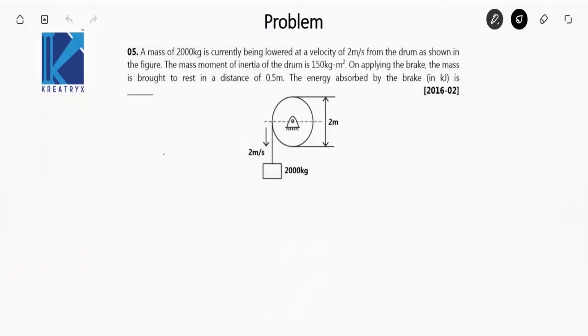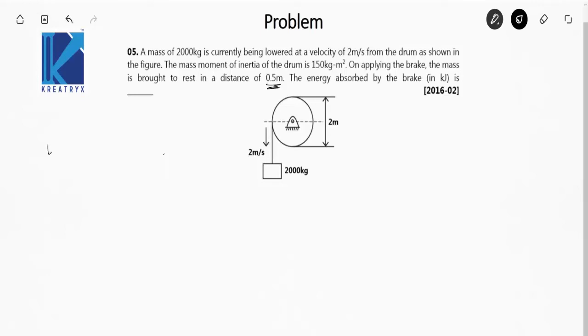A mass of 2000 kg is currently being lowered at a velocity of 2 meter per second from the drum as shown in the figure. The mass moment of inertia of the drum is given. On applying the brake, the mass is brought to rest in a distance of 0.5 meter. Find the energy absorbed by the brake in kilojoule. This is more of an engineering mechanics question.